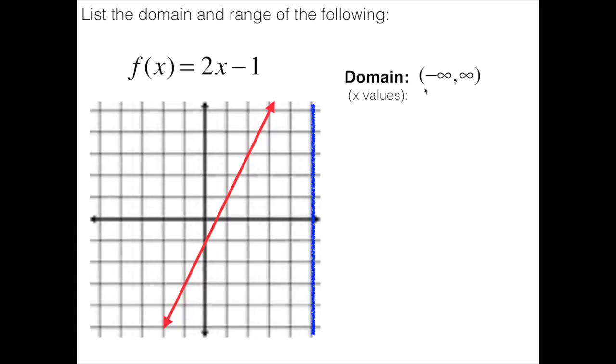Infinity, anytime we use those, we use parentheses. We do not use brackets, okay? But -infinity, comma, +infinity, this means it encompasses everything in between here.